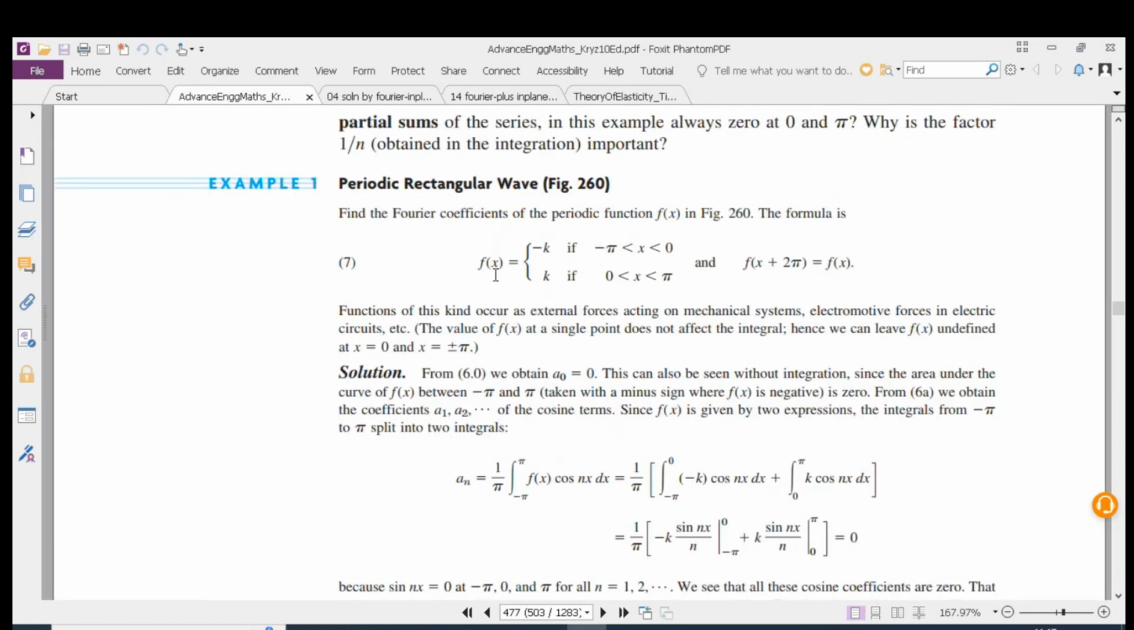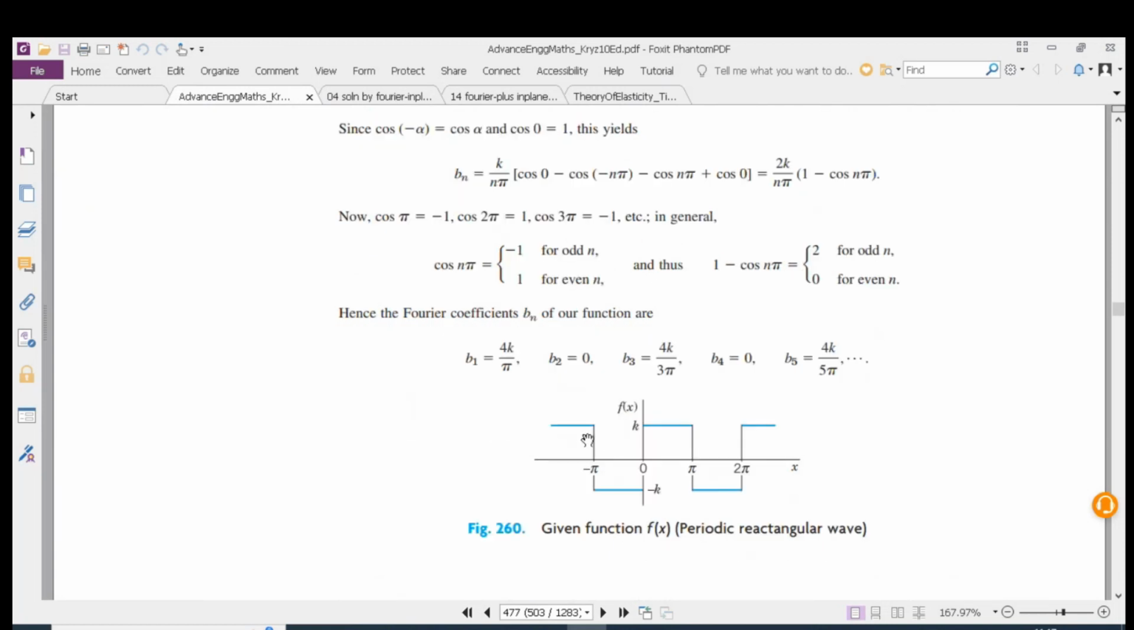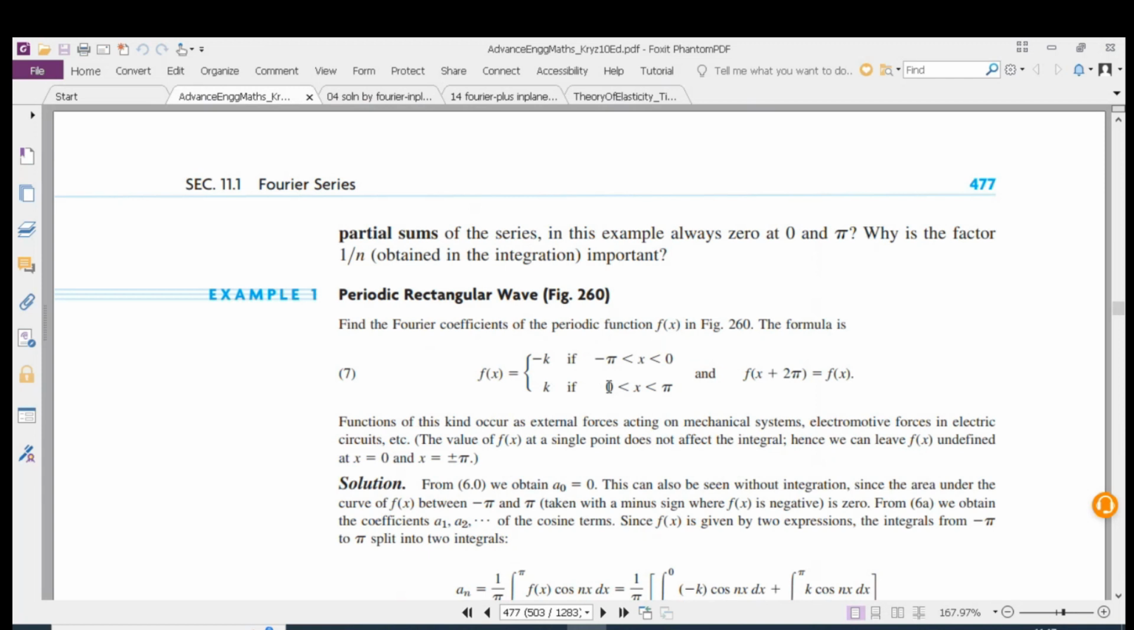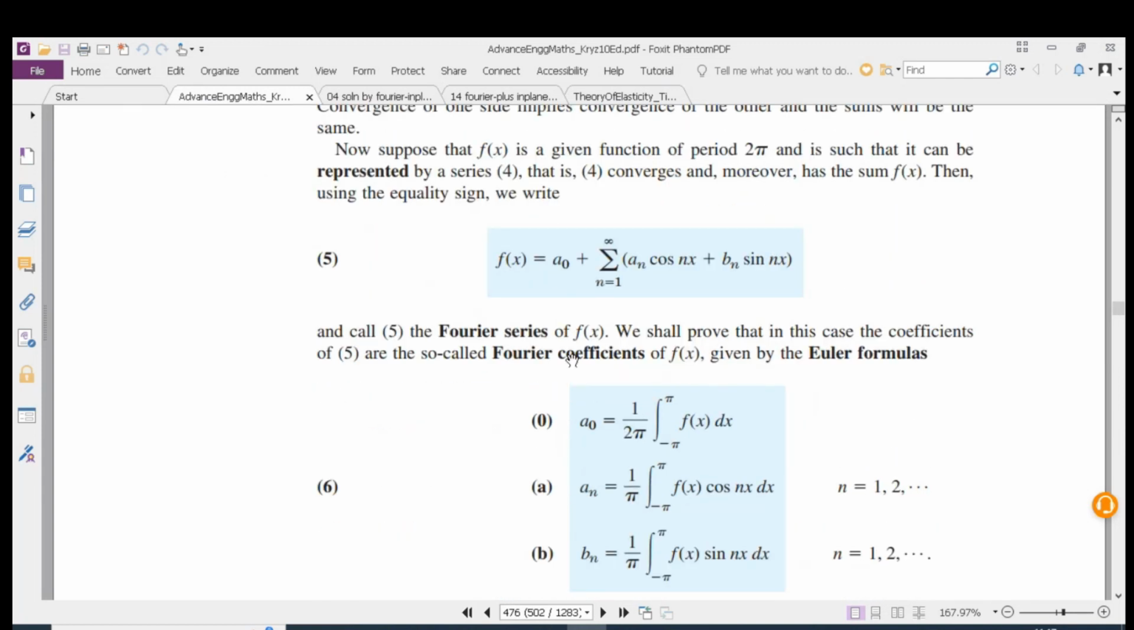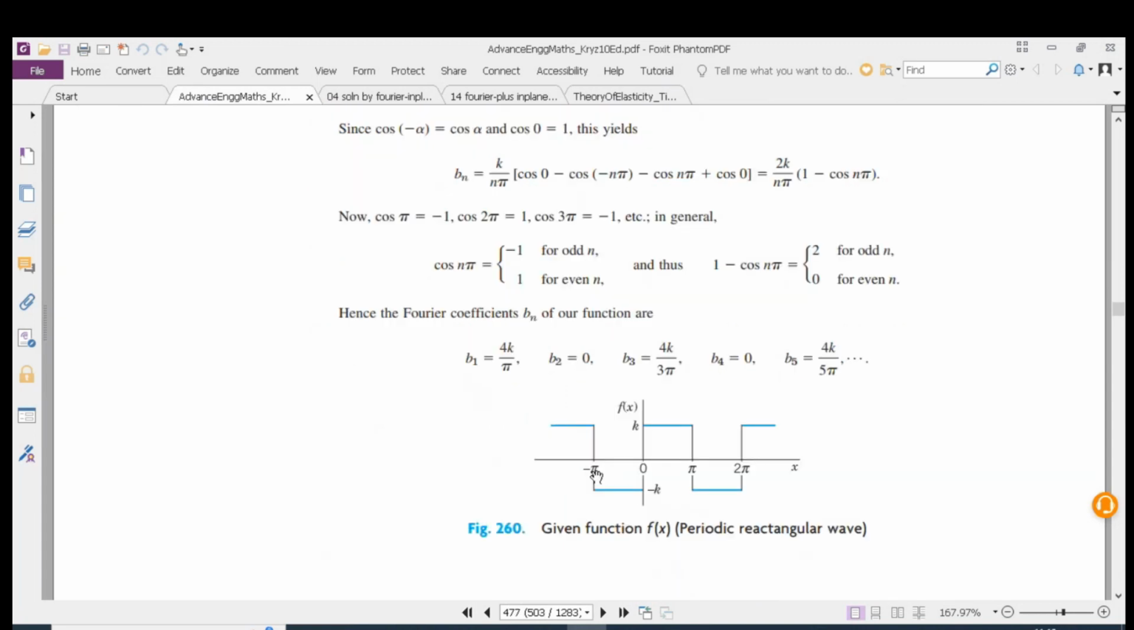Now this is another example where we have a function value equal to minus k when x is between minus pi and 0, and f of x is equal to k when x is between 0 and pi. The function is given to us over here. Since the period of this function is 2 pi, it would make sense to use the Fourier series in terms of period 2 pi. So between minus pi and plus pi, we have got the function value equal to k between 0 and pi, and equal to minus k between 0 and minus pi.